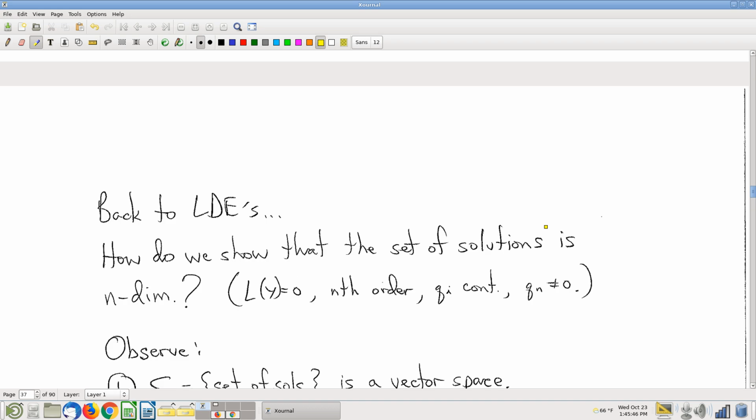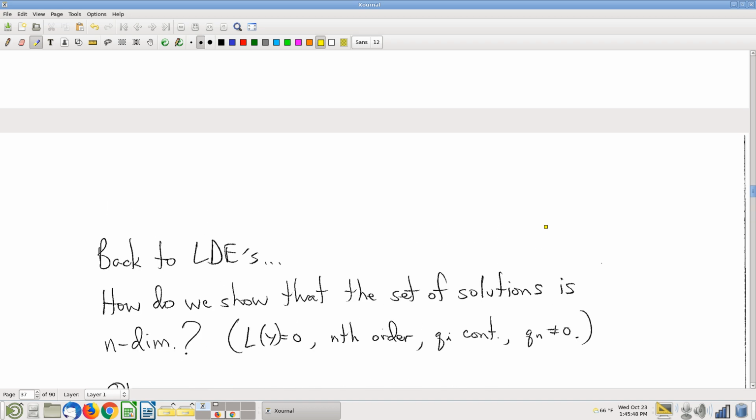You'll recall that way back at the beginning of chapter 4, I put an asterisk on the discussion and I said, well, we'll come back and fill this in later. Here we are. Specifically, I asserted way back at the start of chapter 4 that the set of solutions to a homogeneous differential equation with all these other details, that the set of solutions was an n-dimensional vector space.